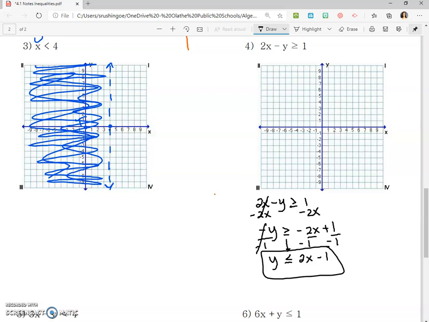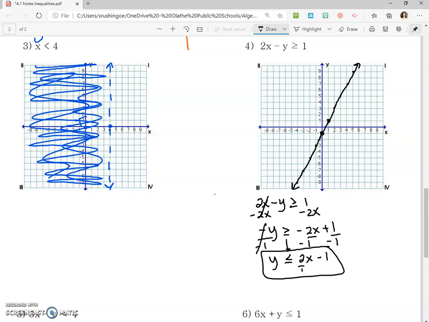All right, so now we can graph it. Negative 1 moving up to over 1. It was a negative over a negative, so it became a positive. And then this is going to be a solid line because I've got my line under my inequality symbol there. So solid line.